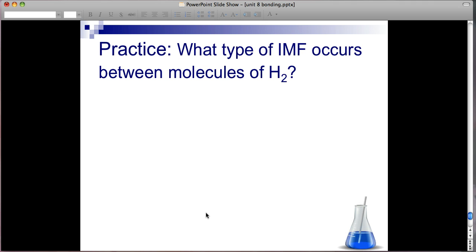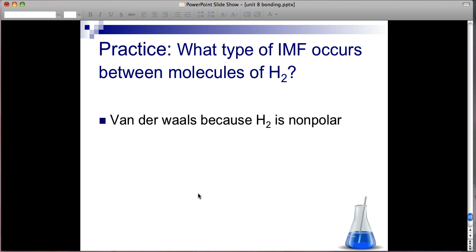So, what type of intermolecular force occurs between molecules of hydrogen? Don't jump the gun and automatically say it's going to be hydrogen because we're missing one of the other elements, aren't we? So since this is just two hydrogens bonded and it'll be a linear structure and it is nonpolar, this is going to be the van der Waals because, as I said, hydrogen bonds are nonpolar.